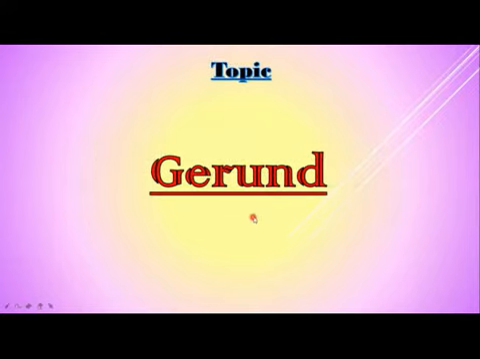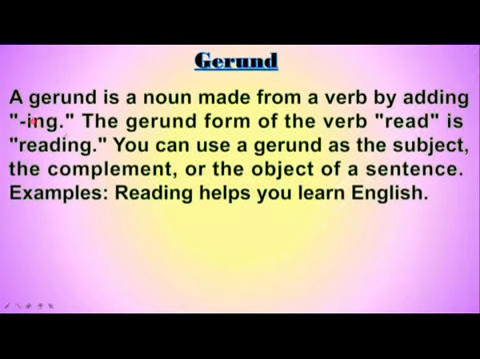Our topic is gerund. What is gerund? I will explain it. A gerund is a noun made from a verb by adding ing. The gerund form of the verb read is reading. You can use a gerund as the subject, the complement, or the object of a sentence. Examples: Reading helps you learn English. Reading is a gerund because it is used over here as a noun.